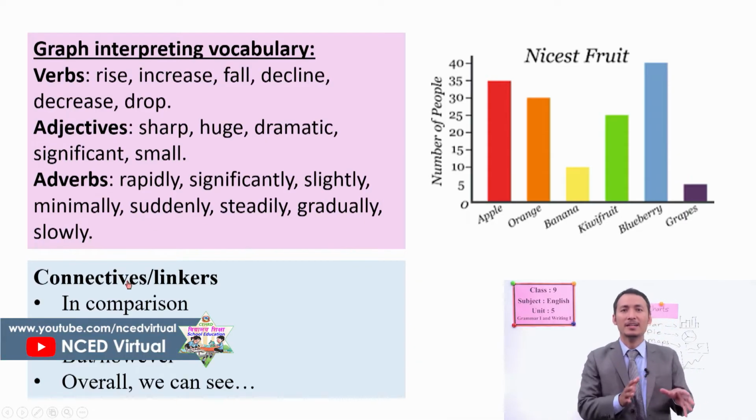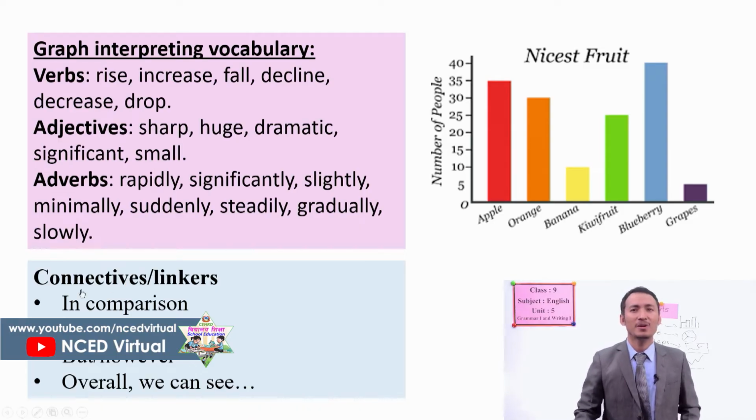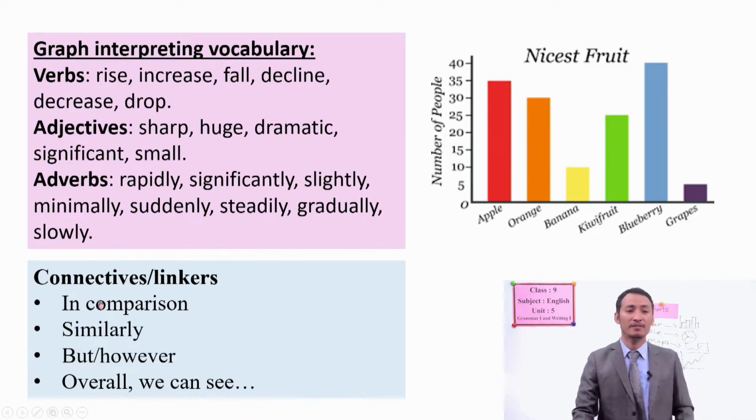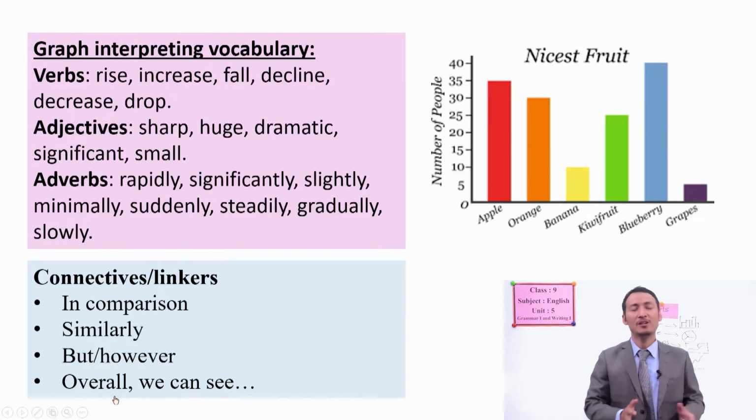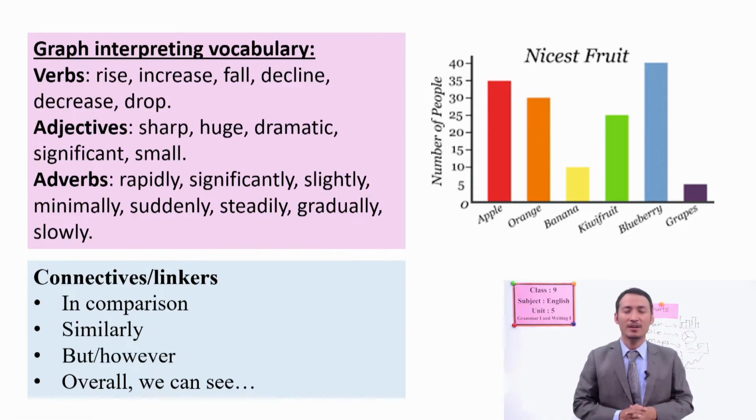And you can connect your sentences with words or phrases like in comparison, similarly, but, however, and then you can conclude with overall, we can see, okay, what you can see in the chart. Look at this, for example, you can see people liking different fruits here.